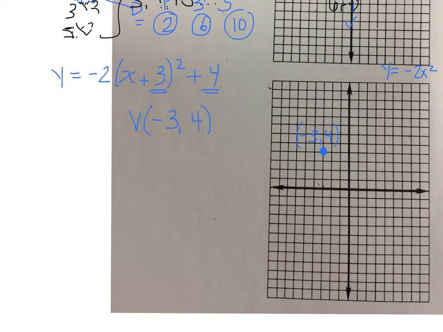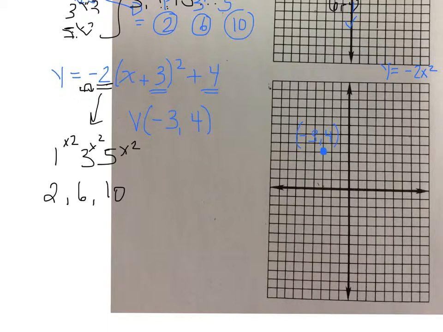That's the vertex. Next we're going to say, okay, which direction is this parabola going to go? Is it going to open up or open down? This negative sign tells me it opens down, and the 2 tells me I have a step pattern that's not 1, 3, 5, but it's a doubled step pattern. We're multiplying them by 2. So my steps are going to be 2, 6, 10 from the vertex, always going over by 1.